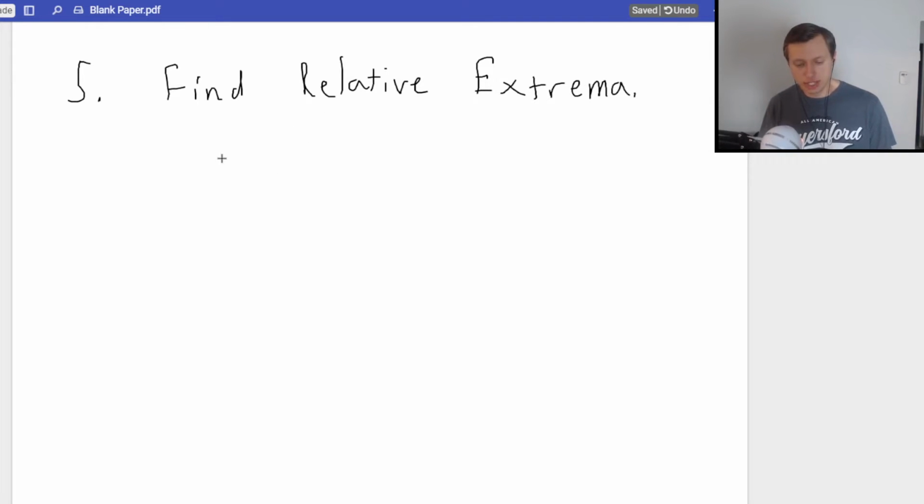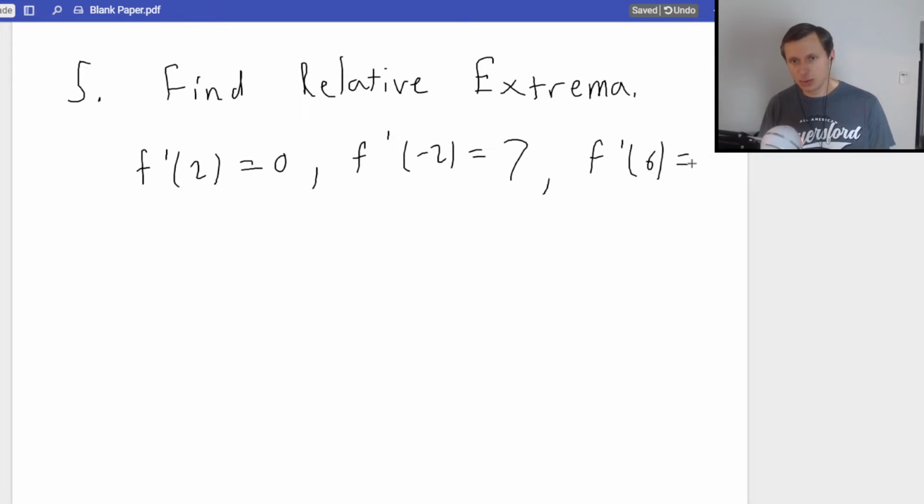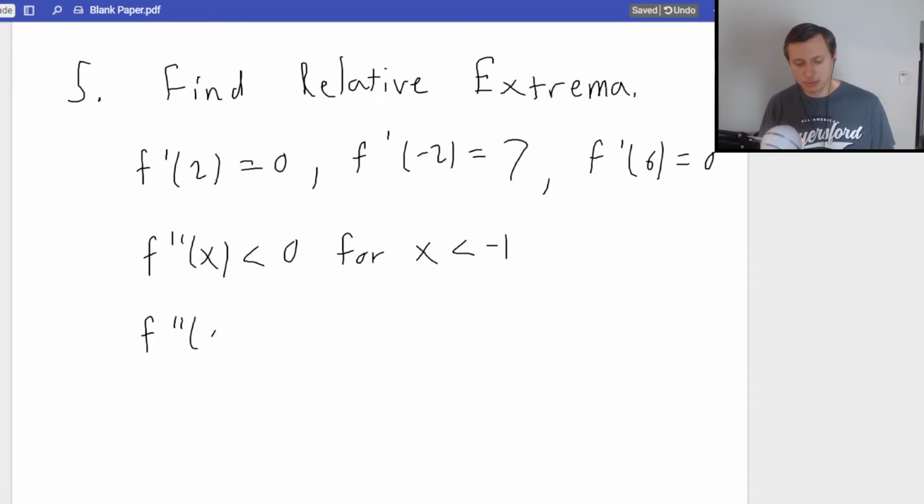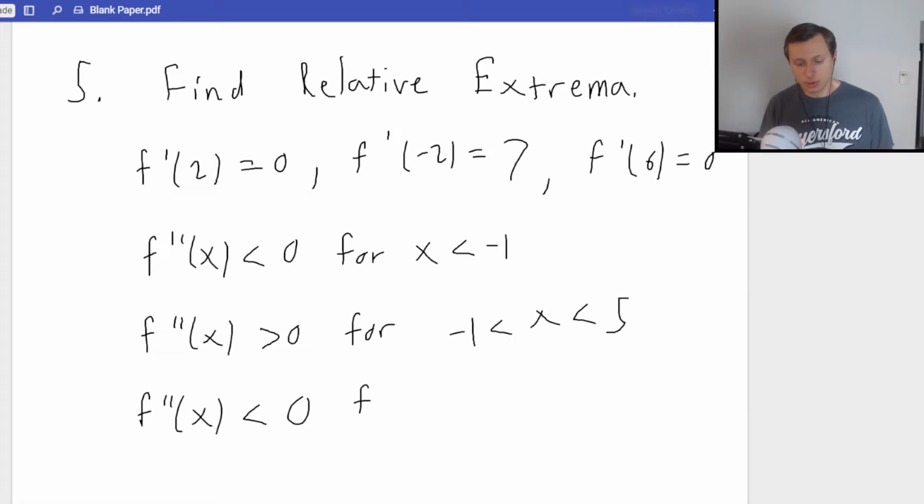And now here are the points I'm going to give you. F prime of 2 equals 0. F prime of negative 2 equals positive 7. And f prime of 6 equals 0 as well. I'm also going to give you the following values for the second derivative. F double prime of x is less than 0 for x is less than negative 1. F double prime of x is greater than 0 for negative 1 less than x less than 5. And then f double prime of x is going to be less than 0 for x is greater than 5.